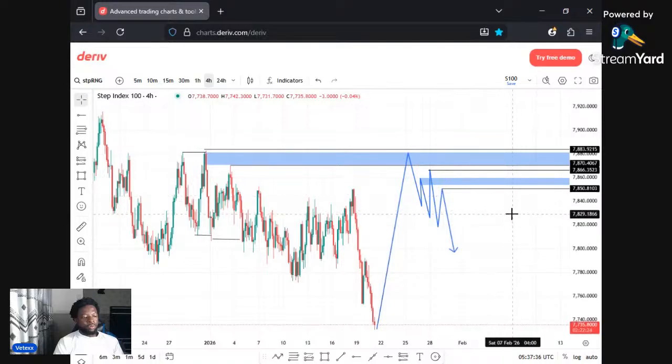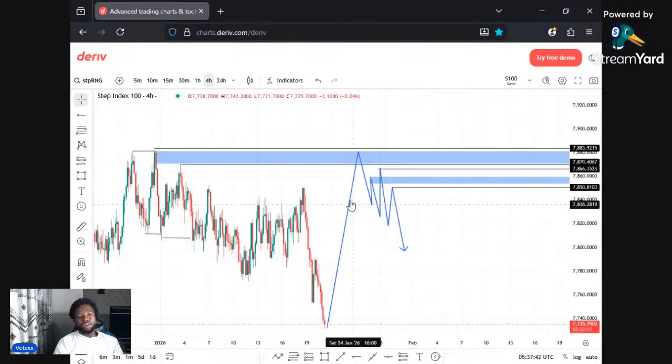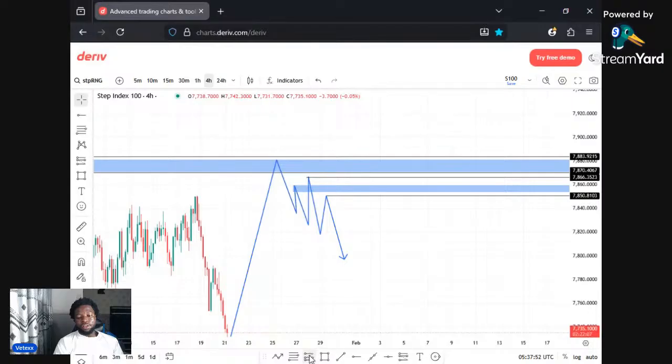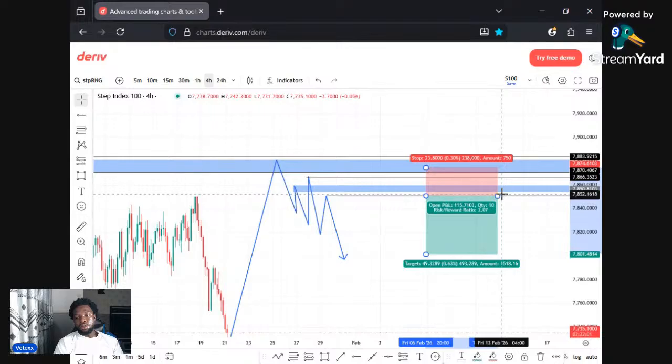We anticipate this move on the 15 minutes time frame after price taps into this 4-hour zone. So this is what we are going to be anticipating. The moment price taps into this 4-hour zone on the 4-hour time frame, then we'll scale down to the 15 minutes and look out for something like this, for this same structure that we'll find on the hour time frame, so we can be able to anticipate this trade.